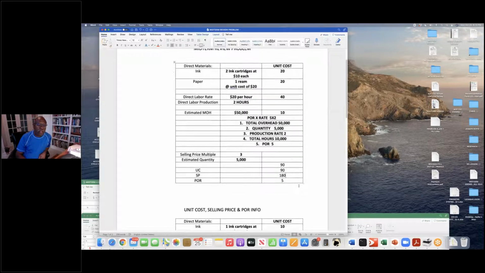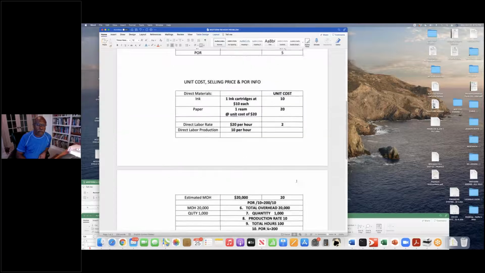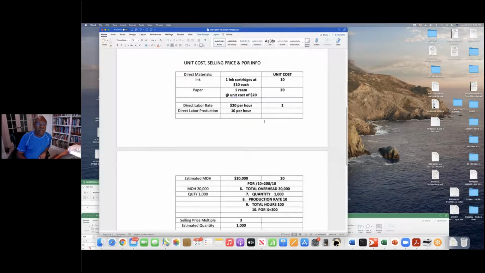So you got the 2 examples. Just practice these. Practice it when it takes more than an hour to make it. Practice when you can make 10 per hour.